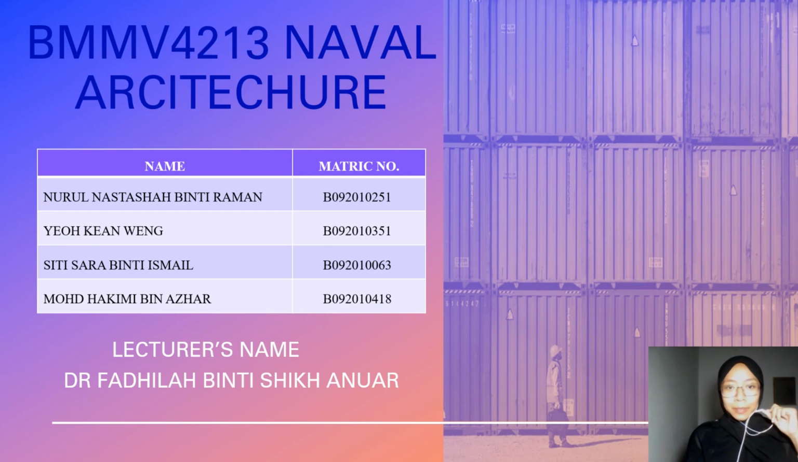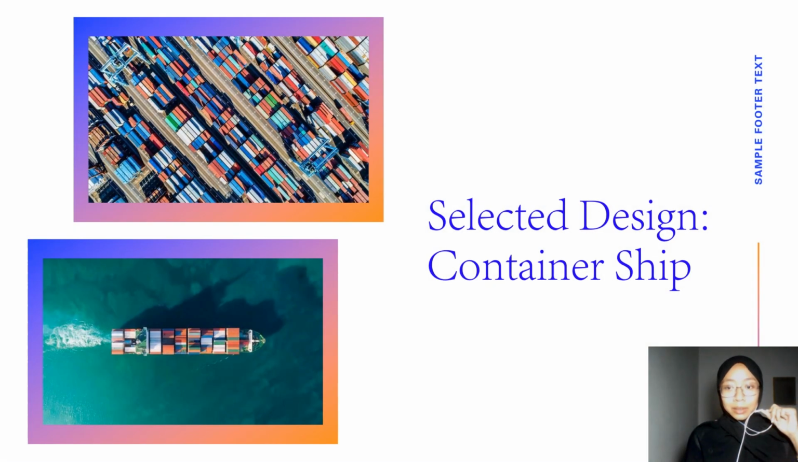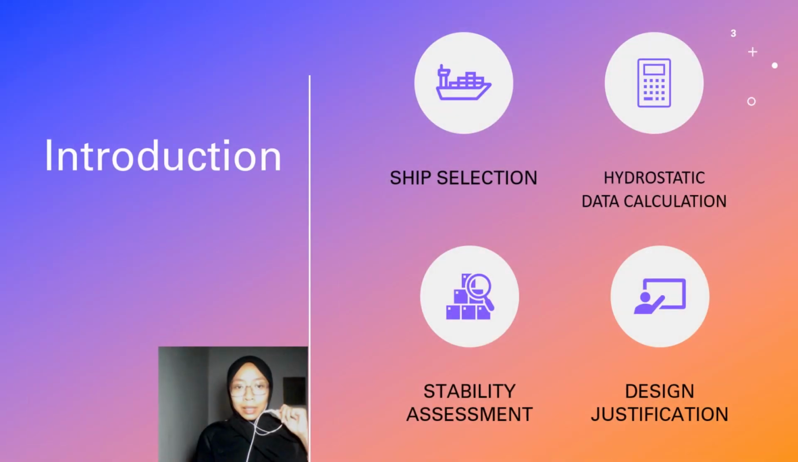So the first one is selected design, which is we decided to build a container ship, and for this presentation, there are four topics that we are going to discuss: first one is ship selection, and then hydrostatic data calculation, and proceed to topic number 3, stability assessment, and the last one is design justification.